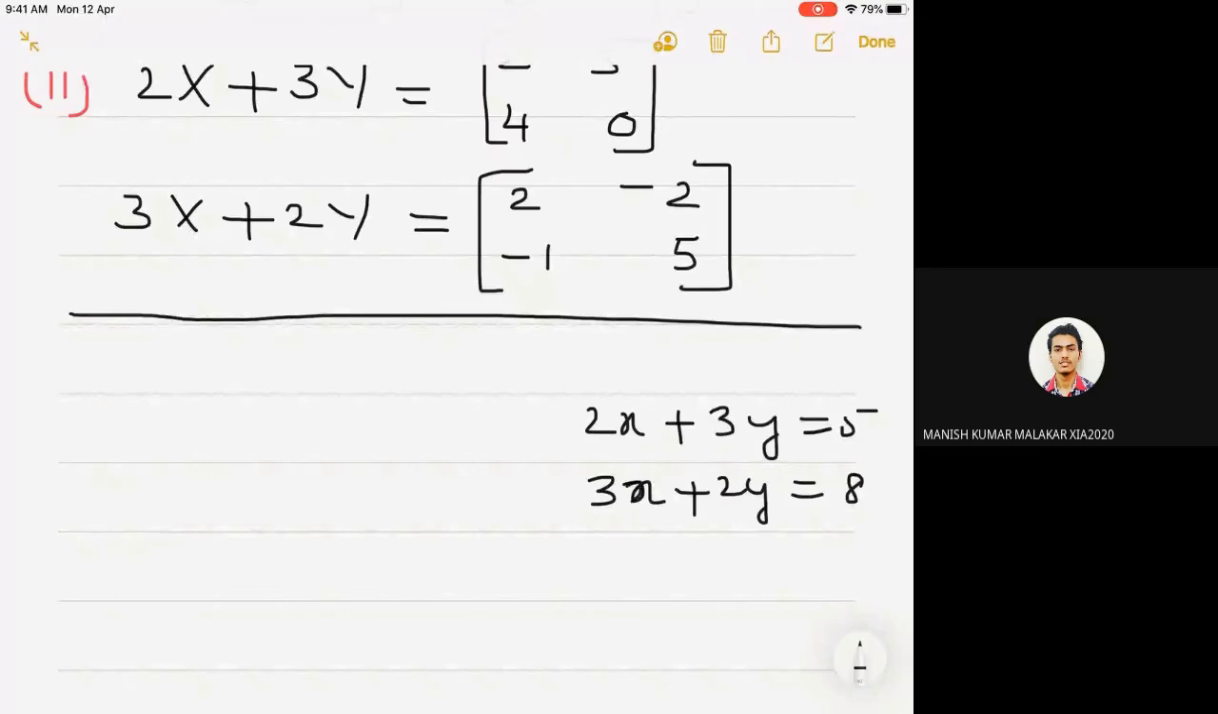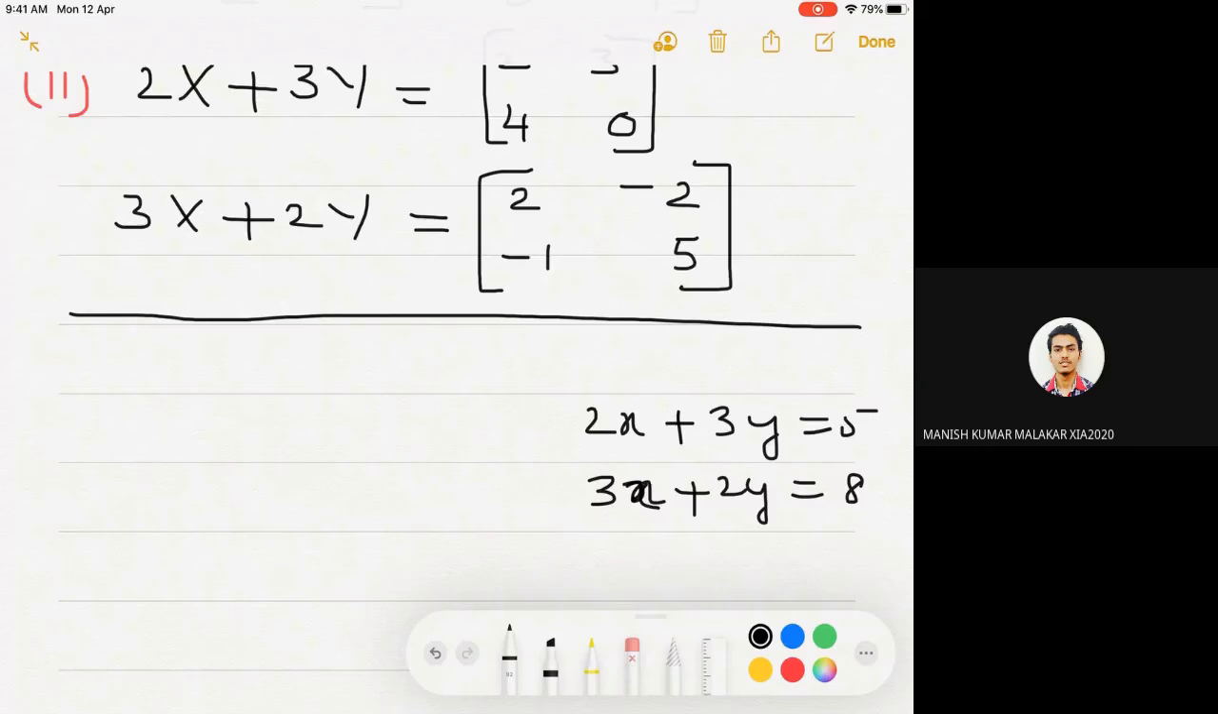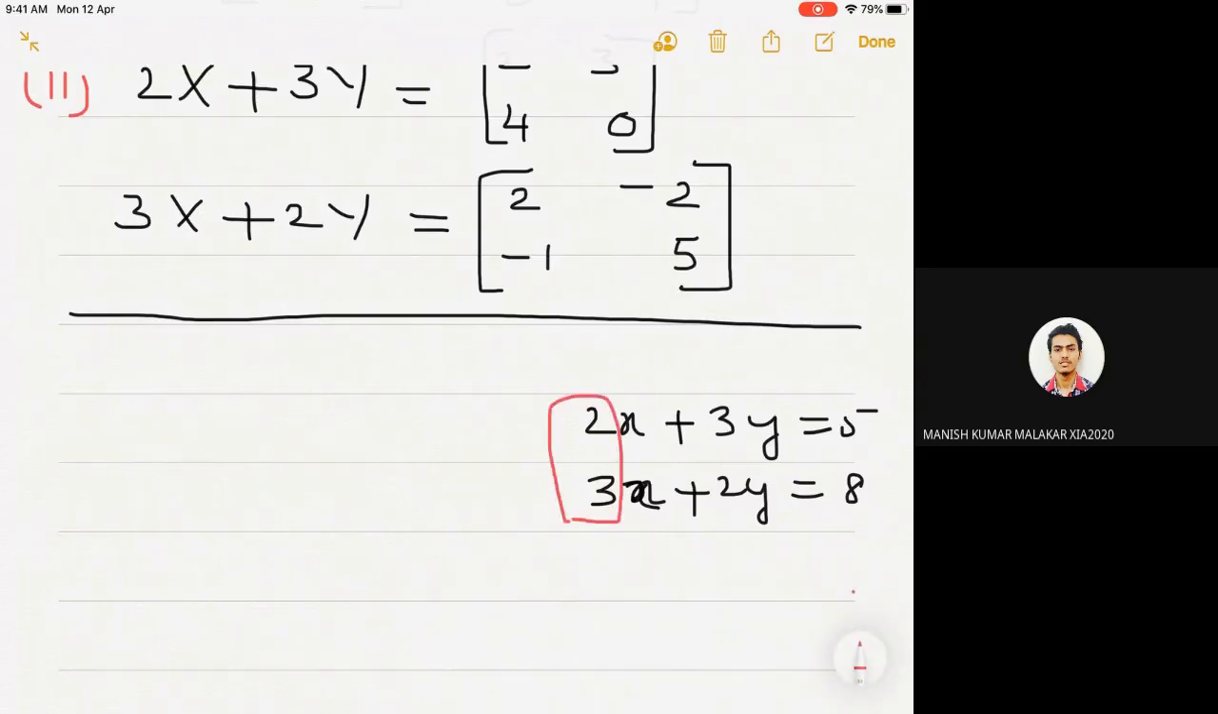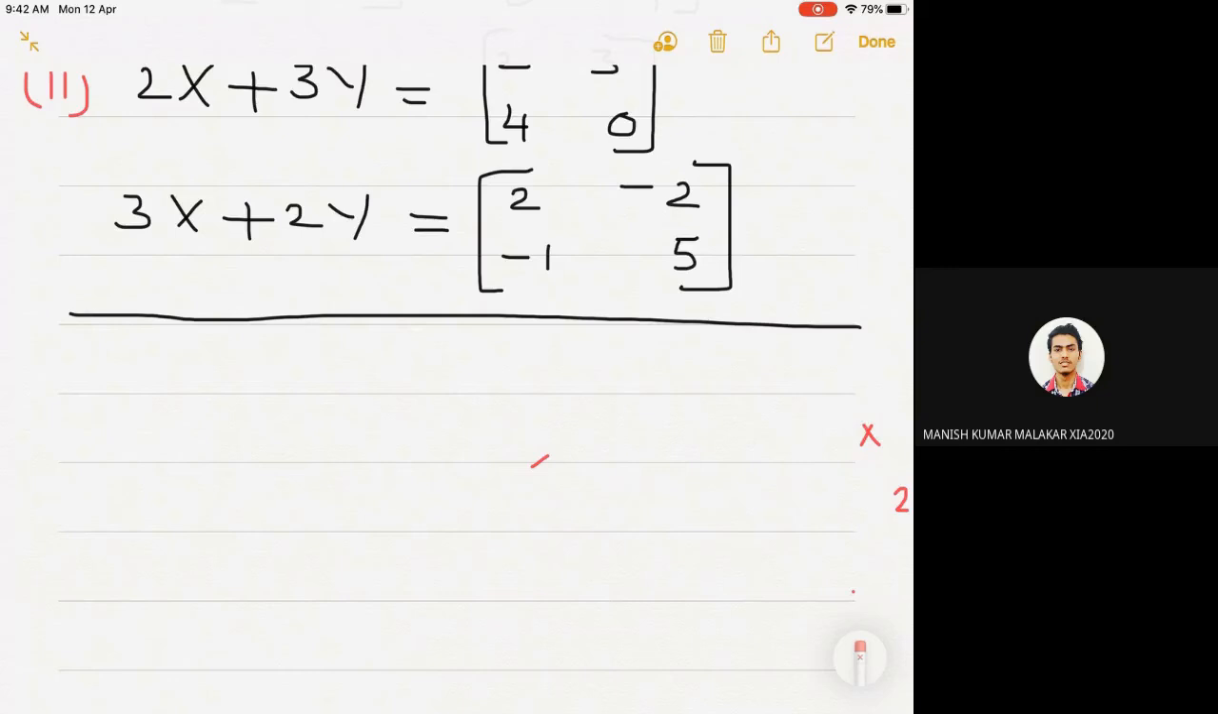By using the elimination method, you have to make the coefficient of x or y the same. Concentrating on the coefficients of x, you make them the same by taking the LCM of 2 and 3. The LCM of 2 and 3 is 6. So you decide that the first equation you multiply by 3 to make this 6, and to make this 6 you multiply the second by 2. It's the only difference; the procedure is the same.